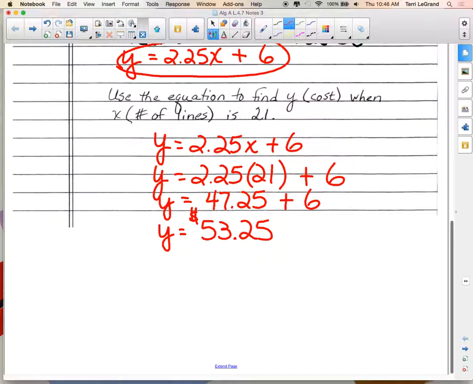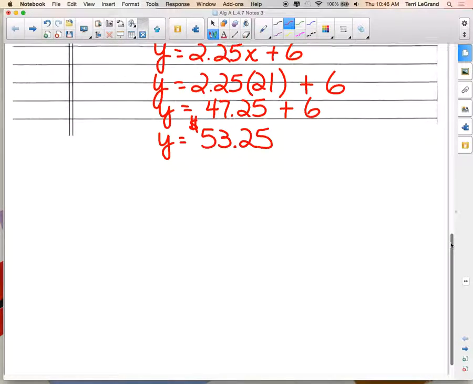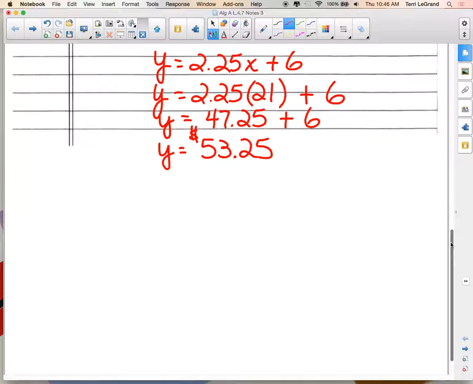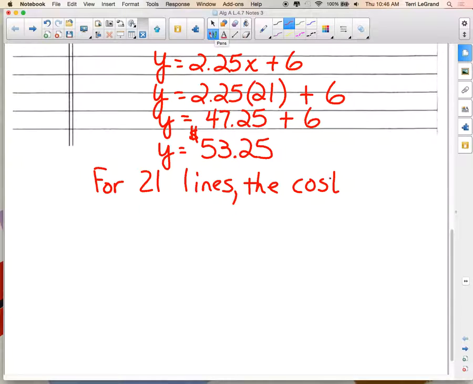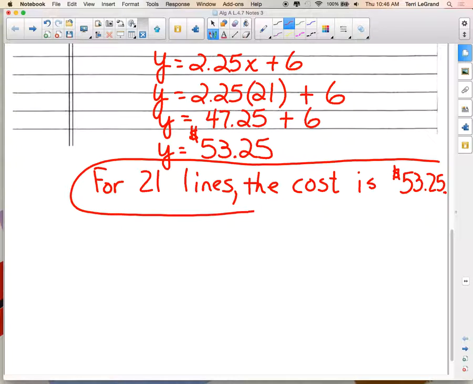So we're going to write a sentence here. Back to sentences, word problems. For 21 lines, oh, I let you use numbers in your sentences, don't I? For 21 lines, the cost is $53.25. Our second answer.